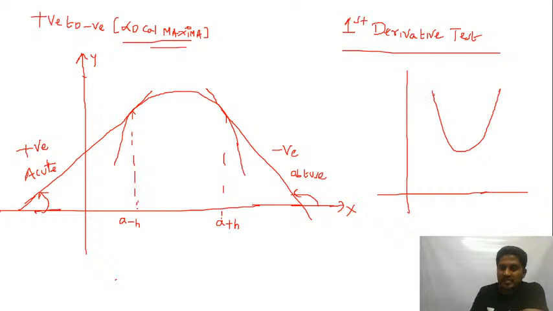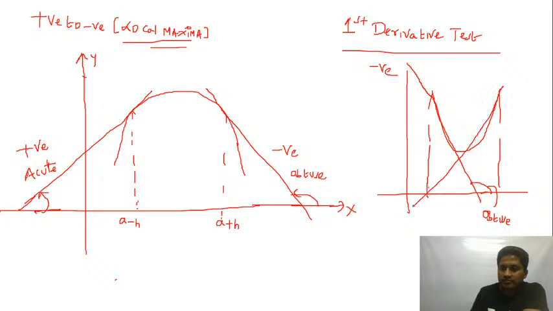Now same logic here as well. If I take a tangent here at a point, this is obtuse, right? If it is obtuse, slope will be negative. But if I draw a tangent here, this will be acute. If it is acute, slope will be positive. So whenever it changes the sign from negative to positive, then it is local minima. That's called the first derivative test.